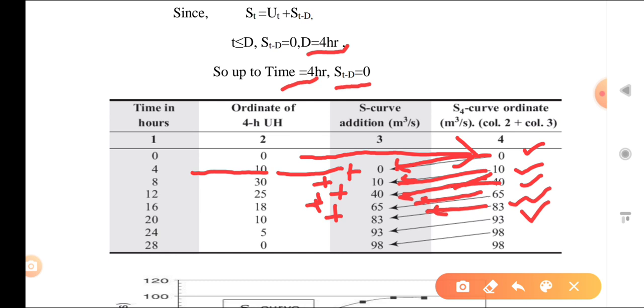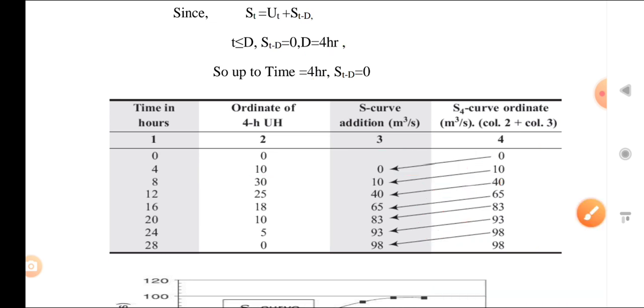And what is the next? 93 goes below. So 5 plus 93, that is 98. And then again 98 goes below, so that is 0 plus 98, that is 98. Someone may ask you what is the maximum peak discharge. The maximum peak discharge will be 98. So either in a subjective question they ask for the construction of the S curve, or in an objective question they ask for the maximum discharge of the S curve. Okay, so in that way you can solve that.